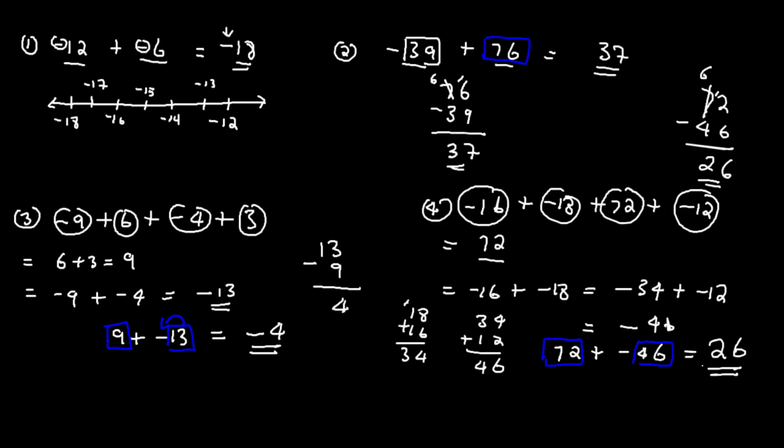Let's continue, and now let's subtract integers. Let's look at the first example. Negative 6 minus 8. Whenever we subtract an integer, it means to add its opposite. So the opposite of subtraction is addition. So this here would be the same as negative 6 plus negative 8.